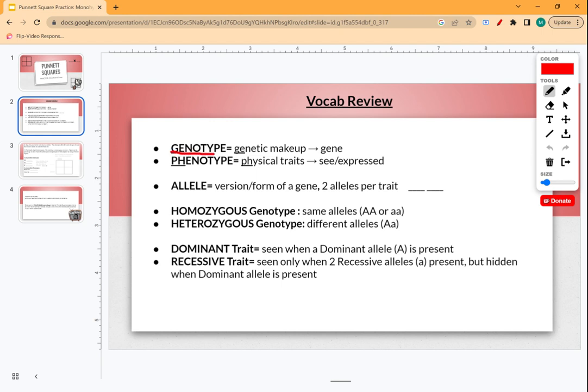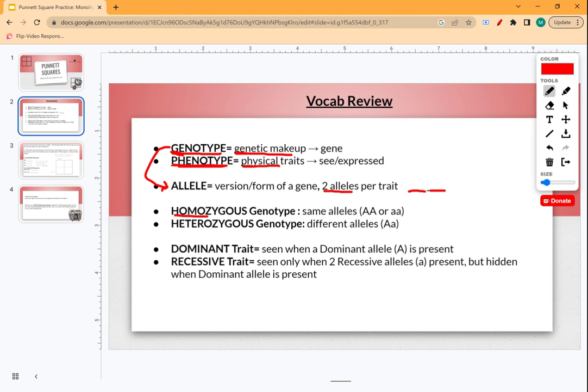So based on the notes that we took, genotype, remember, it refers to the genetic makeup, so the actual genes, genotype, genes. Phenotype refers to the physical traits that you actually see. So phenotype, physical traits that you actually see when the gene is expressed. A genotype itself is made up of alleles, so forms of a gene, and there's going to be two alleles per trait. That's why we have usually two letters representing each allele for the genotype for a physical trait.